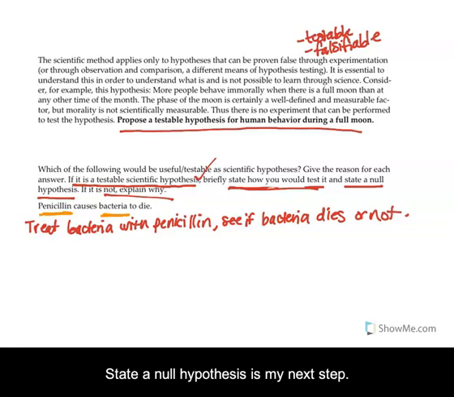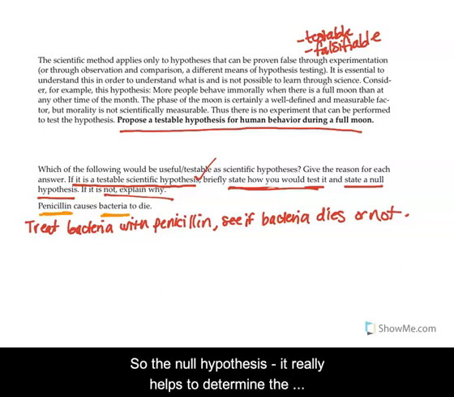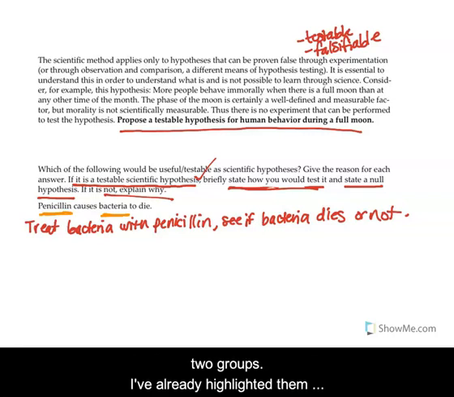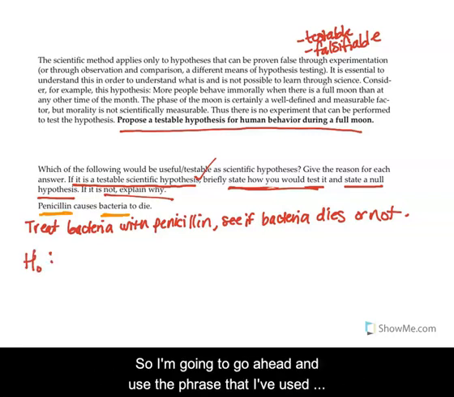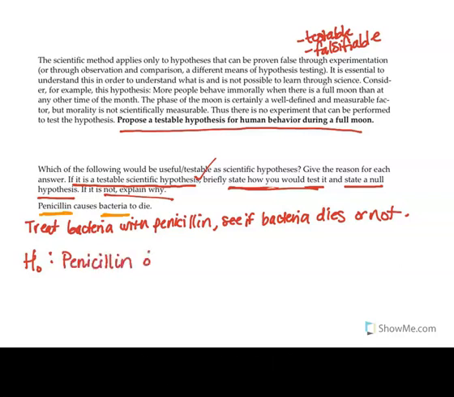State a null hypothesis is my next step. So the null hypothesis, it really helps to determine the two groups. I've already highlighted them in yellow, penicillin and bacteria. Remember that the null hypothesis says that there's no relationship between those two groups. So I'm going to go ahead and use the phrase that I've used before. Penicillin does not cause bacteria to die.